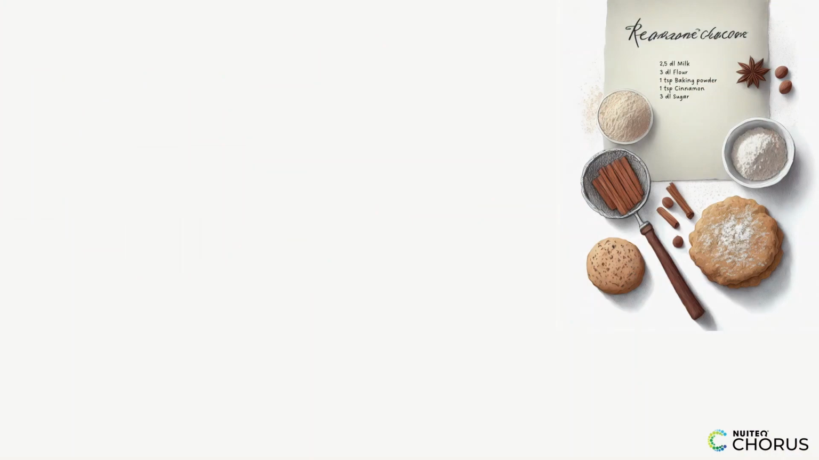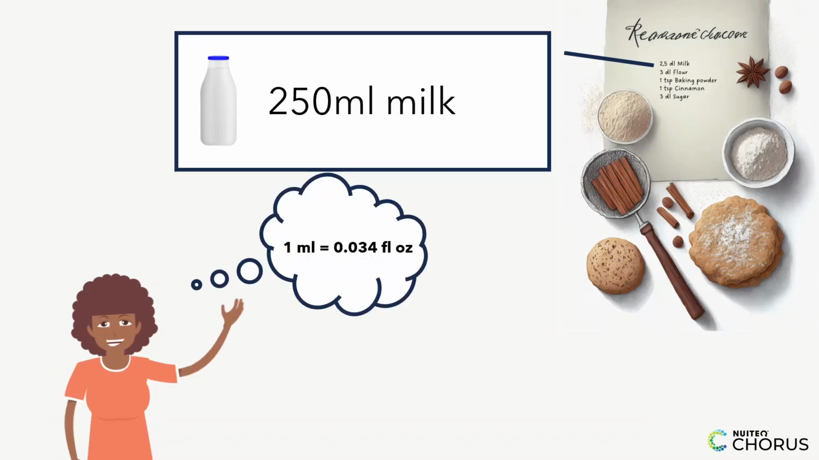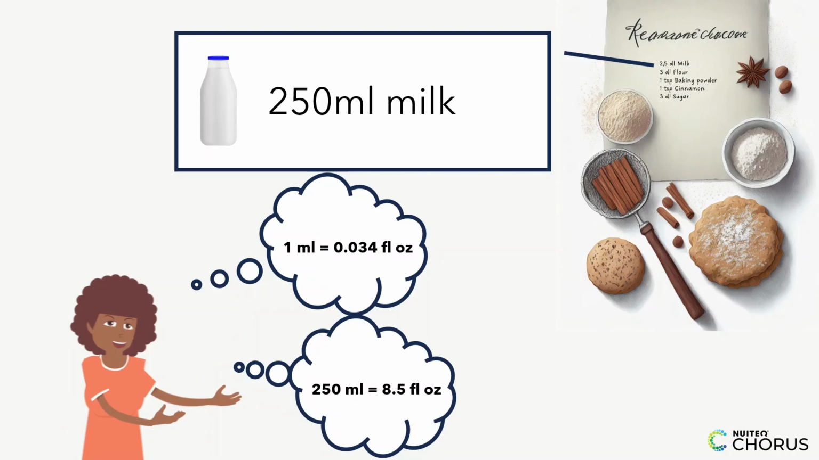Let's start with something simple. Imagine you're baking your favorite cookies, and the recipe calls for 250 milliliters of milk. Now, if we want to convert that to imperial units, we know that 1 milliliter is approximately equal to 0.034 fluid ounces. So, 250 milliliters would be about 8.5 fluid ounces of milk. Easy peasy, right?